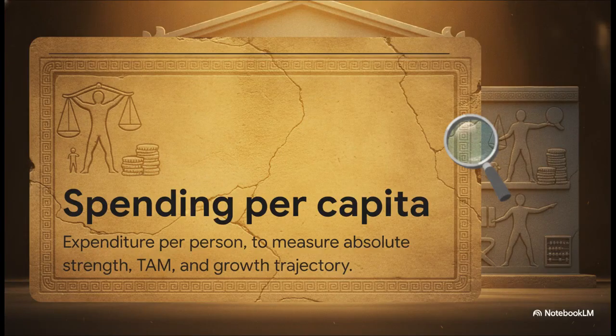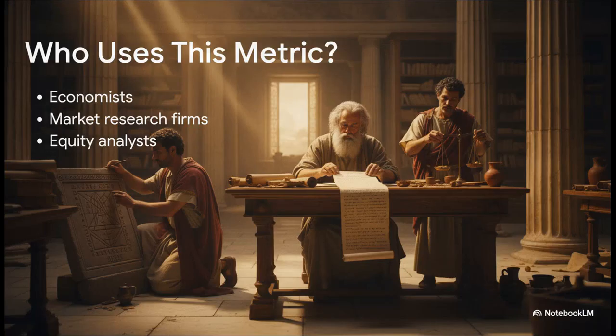Let's move into Section 2, the foundational metric. So, what exactly is it? Well, spending per capita, which is also known as expenditure per person. It's a remarkably simple concept, yet it is infinitely powerful. Instead of asking, how much money is in this giant pile, it asks a much better question. How much is one single individual contributing to this pile? By zooming in on the individual, we strip away the distortion of massive population sizes and expose the raw, unfiltered reality of consumer behavior.